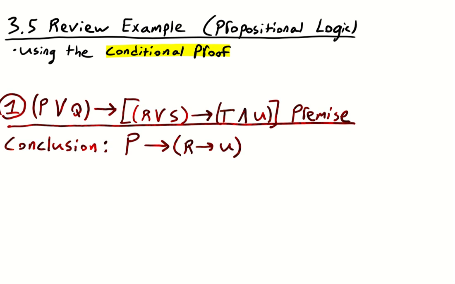A conditional proof is required with this example. We want to prove a conditional within a conditional, so to speak. We have this: if P, then if R, then U. We have a single premise, which happens to be a conditional. And if you think about it, that conclusion does follow validly from that premise.